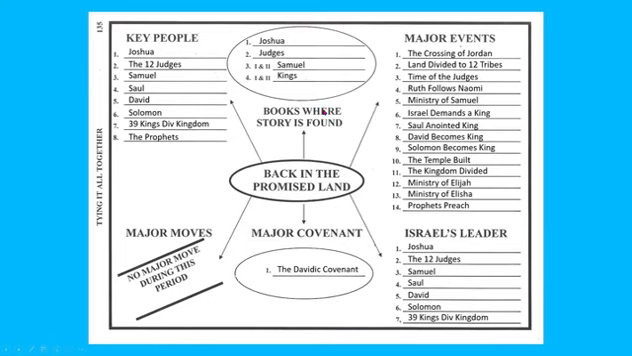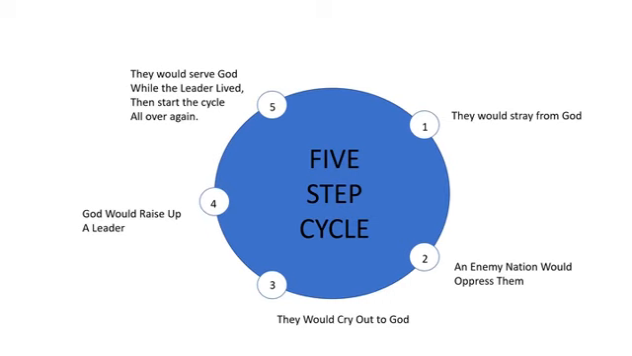All right. Now, let's take a look at that sin cycle that we have talked about this whole time. And I want you to fully understand that this is how sin works in our lives today. This is what the devil tries to do to each and every one of us. This cycle was repeated several times during a 400-year period of time under the judges. One, they would stray away from God. We do this. We sin. We let the devil get the best of us, and we stray away from God.